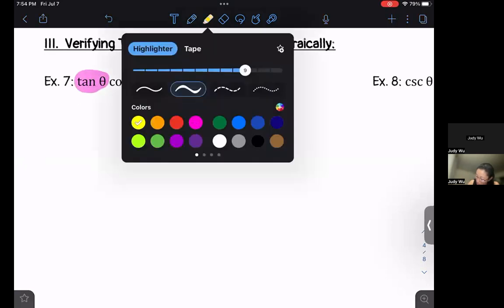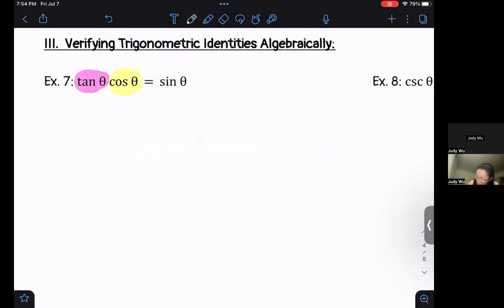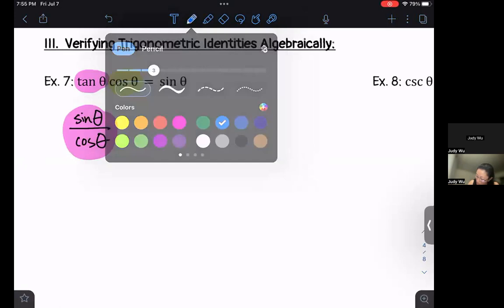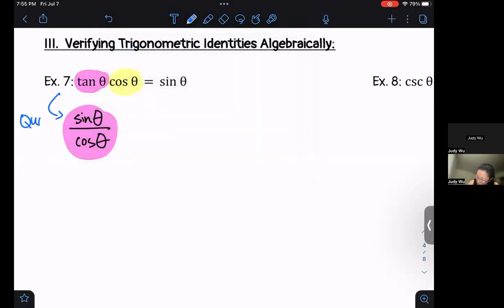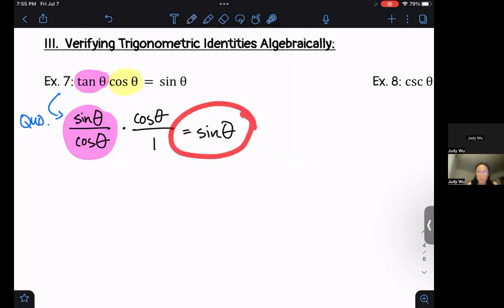Tangent and cosine, all right? Tangent, I can write as sine theta over cosine theta. And I know I can write it this way because of our quotient identity. Cosine theta is already in cosine, so I'm going to do times cosine theta over 1. Now I have to write equal sine theta. You have to write this part. Unless you don't want full credit, then you don't need to write it, okay? But if you don't have that there, it's not full credit.